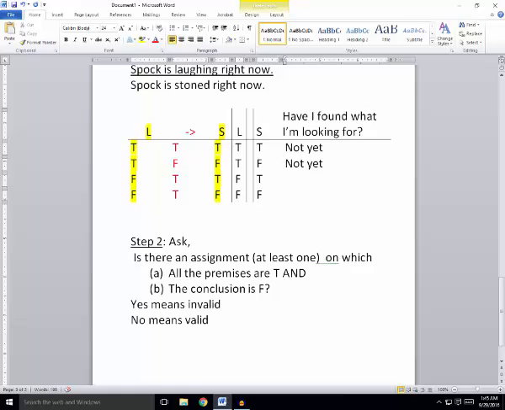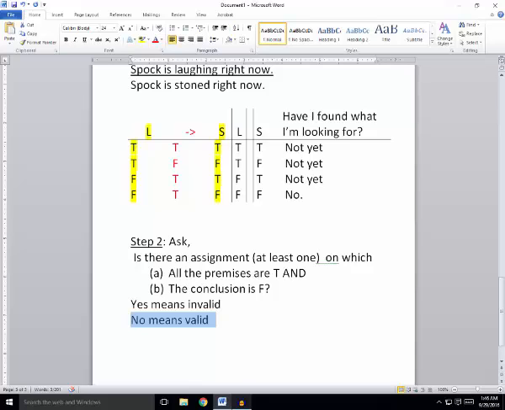On the third assignment, the second premise is false, and so once again, that's not what I'm looking for. And on the last assignment, the second premise is false again, and so that also is not what I'm looking for. And this time, that's the last assignment. So what I'm looking for just isn't there. So the answer to my question is no, there is no assignment where those premises are true and the conclusion is false. That means my argument is valid. Remember, the concept of a valid argument is that the premises being true is incompatible with the conclusion being false. And that's what we have right here.